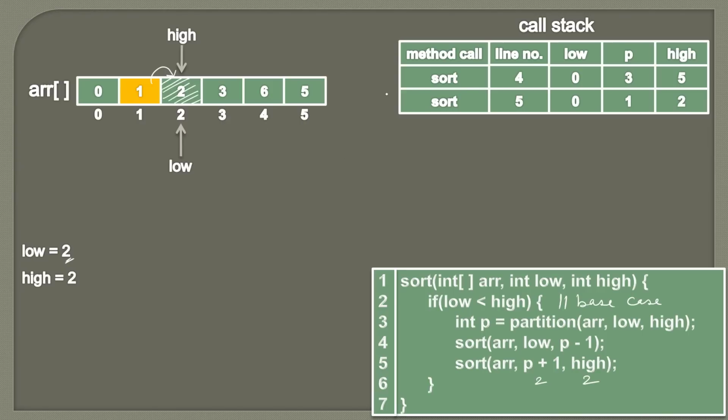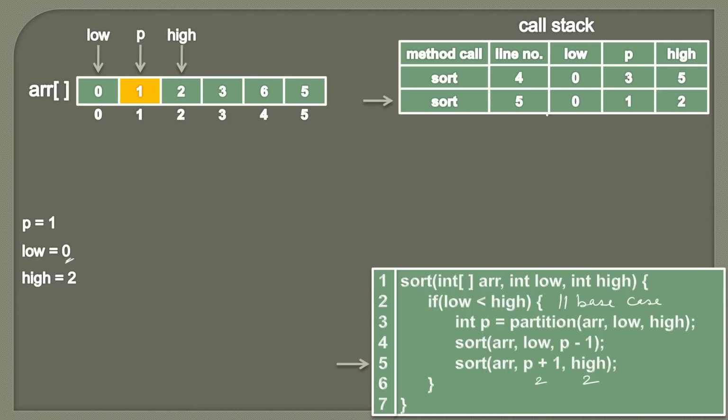And the execution point will reach here. So when this sort method was left, we had left at line number 5. So we start from line number 5. And at that moment, value of low, P and high were 0, 1 and 2. So we give them their respective indexes. So it was like this. And now after executing line number 5, there are no more lines left to be traversed.